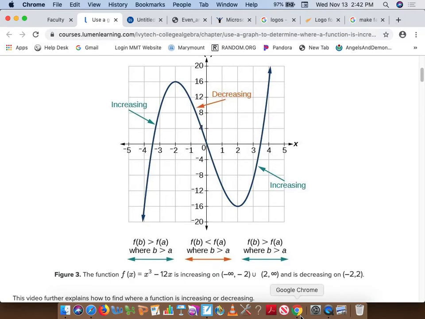X-intercepts, I would just estimate negative 3.5, 0, and 3.5. Do y'all see what I mean? Yes. Y-intercept looks like the only one is 0, 0. Okay, so those are all words we need to know.